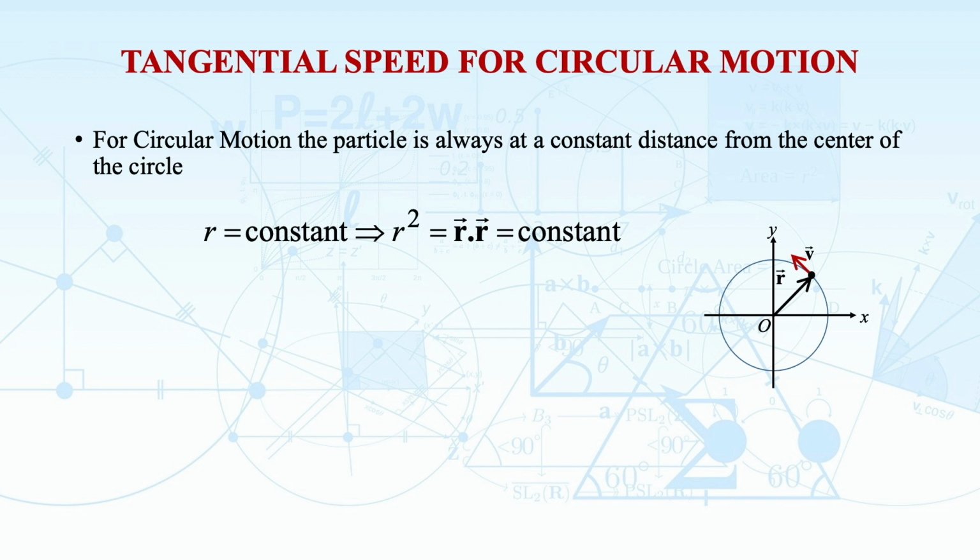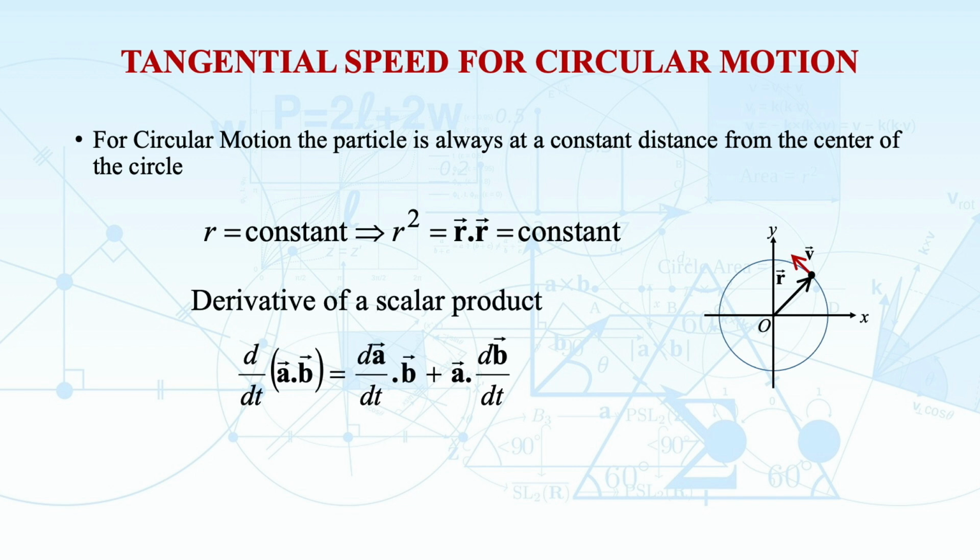Let us recollect what the derivative of a scalar product is. If you have two vectors a and b, their scalar product is a dot b. We write the derivative as the scalar product of the derivative of a with b, plus the scalar product of a with the derivative of b. So basically there are two terms in this derivative. You take the derivative of each term separately and then add them.